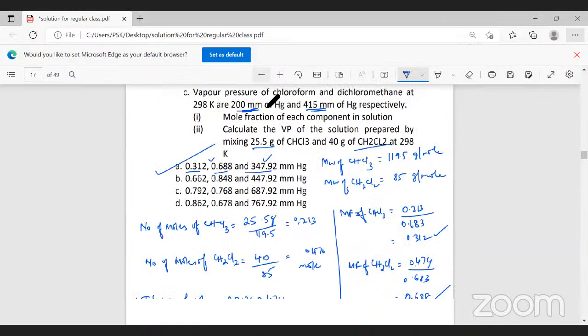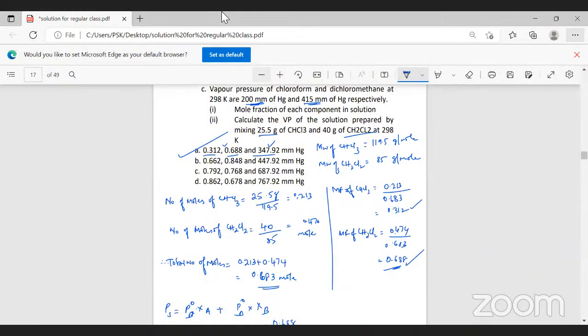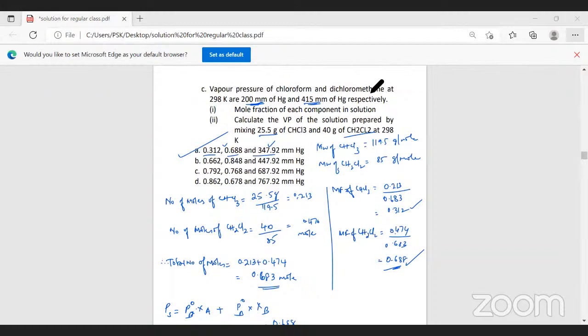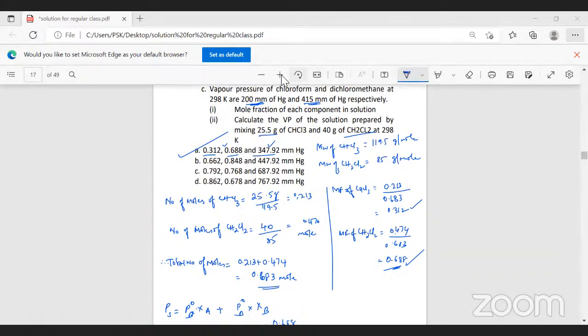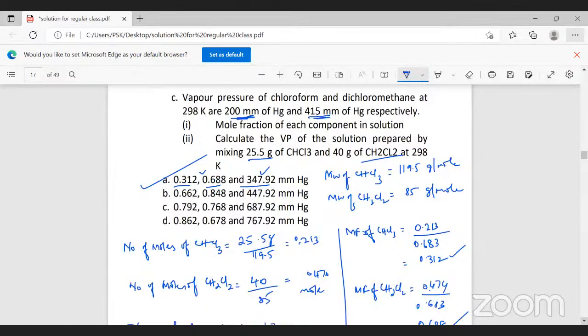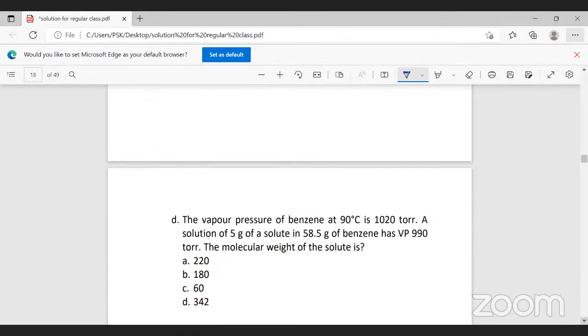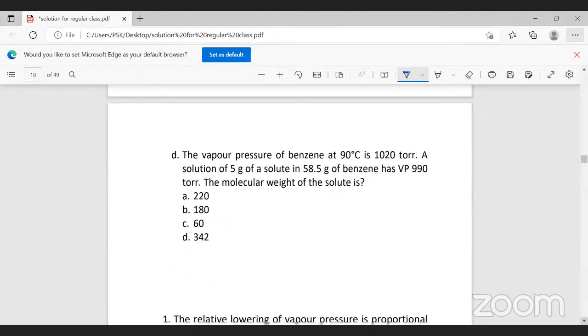I will just reduce the size and you check whether you follow this. If you have any clarification, you can ask, or else we'll continue with a few more problems. Is that clear? Yes, sir.